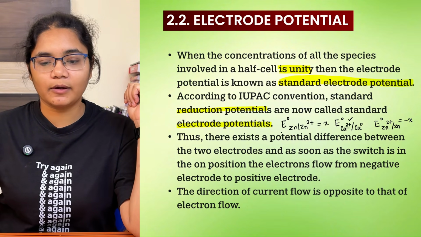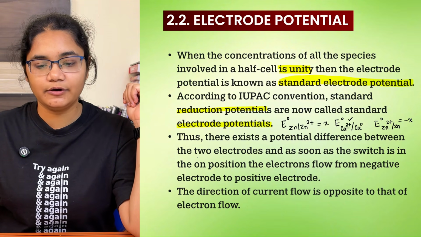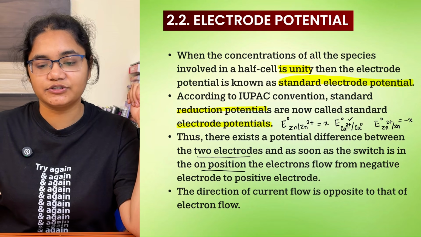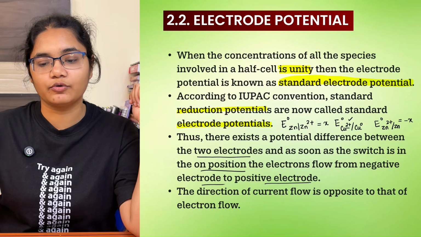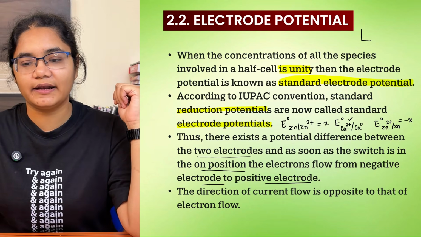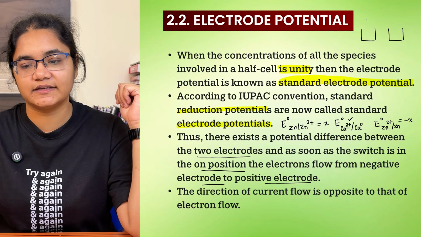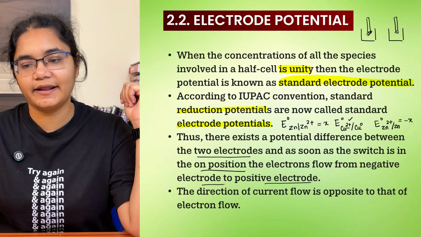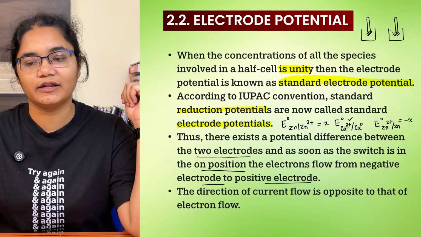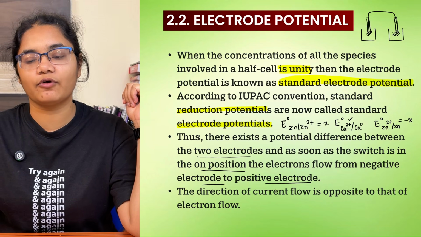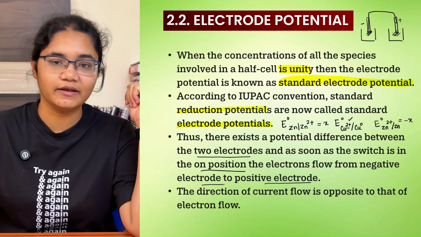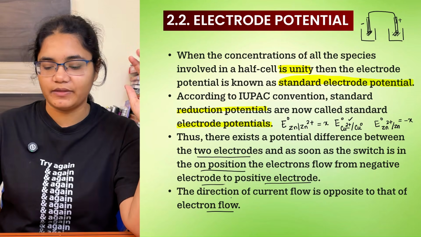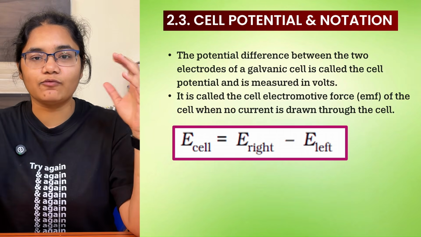Next we will talk about the potential difference between two electrodes. As soon as the switch is in the on position, the electrons flow from the negative electrode to the positive electrode. In the galvanic cell I have two containers, and there is some potential difference here and some potential difference there. Due to these two potential differences, the electrons start moving from the negative electrode to the positive electrode. The direction of current flow is opposite to that of the electron flow, as we know from physics also. Now let's understand what cell potential is.